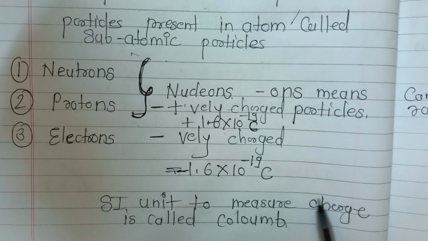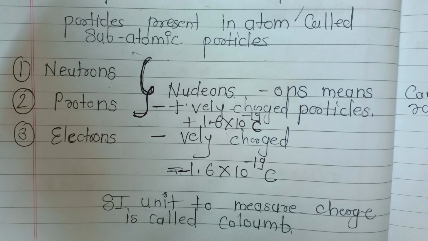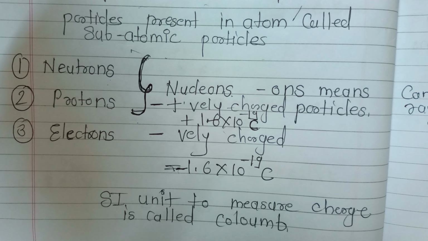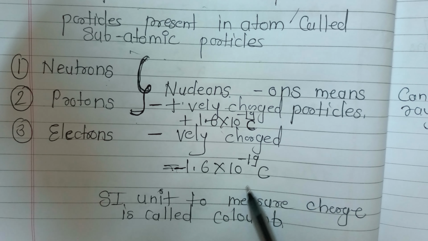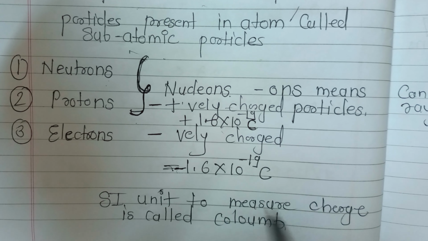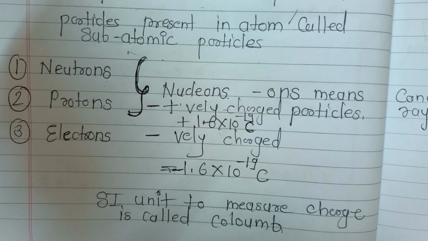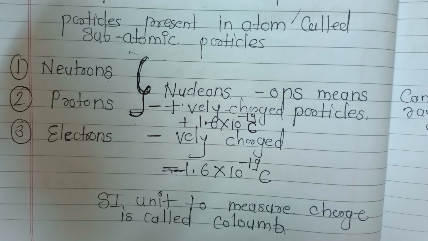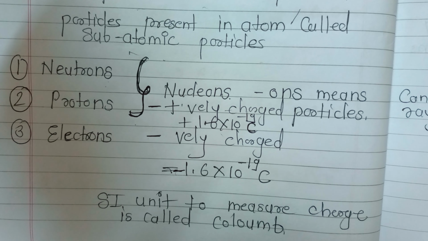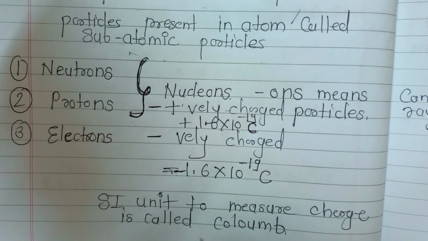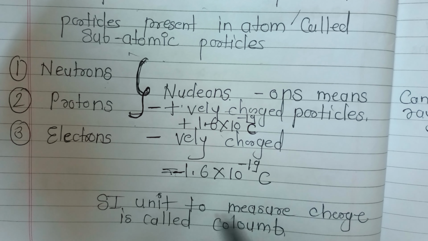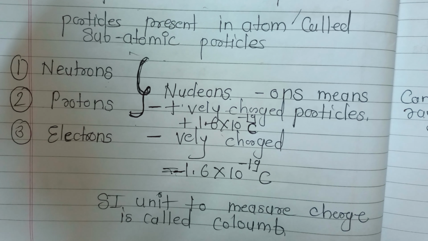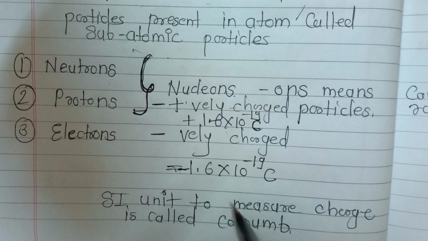So the atom is electrically neutral, that I shall let you know. The SI unit to measure charge is called the coulomb. I said you will learn about this coulomb in class 10. You will have to solve sums based on the coulomb, but till here you can keep in mind that the SI unit to measure charge is called the coulomb. Now the atom is said to be electrically neutral.